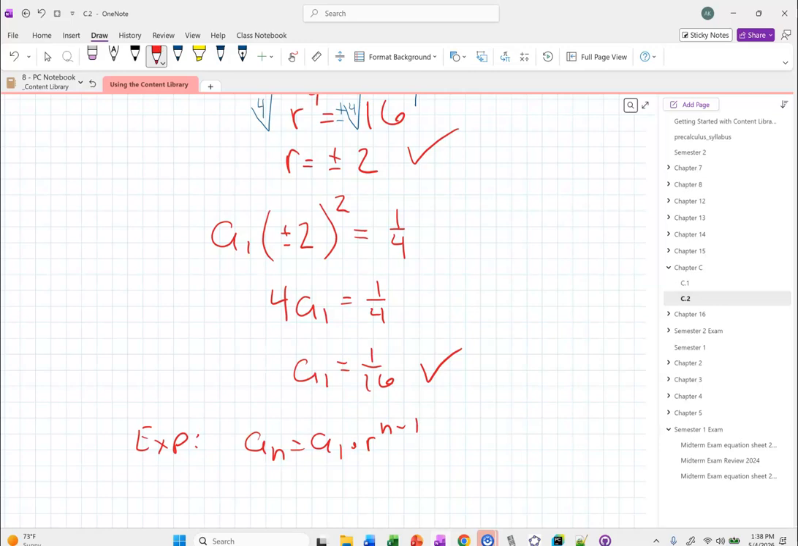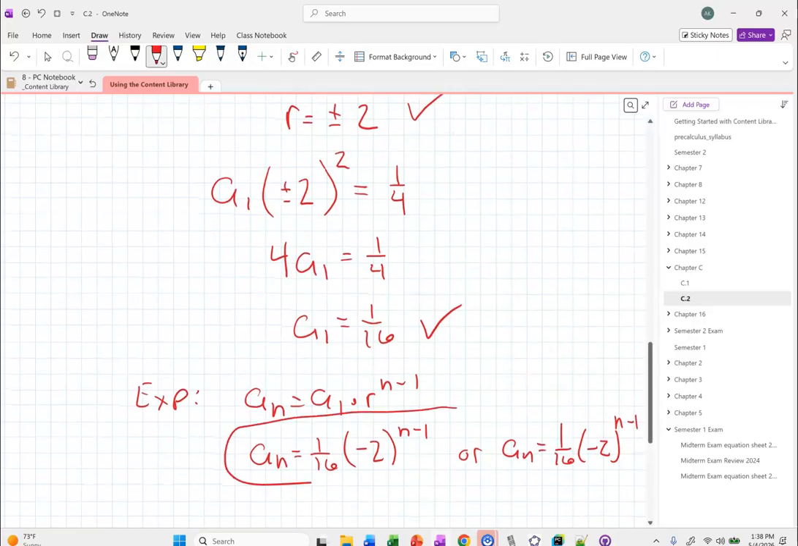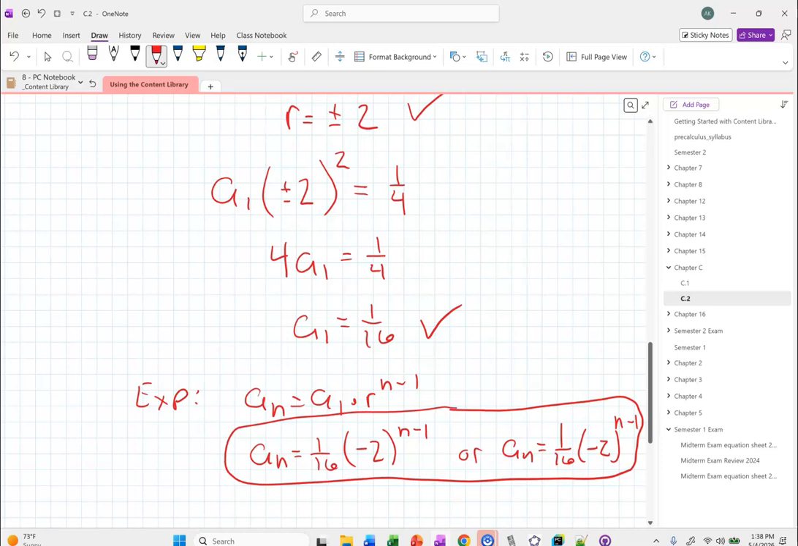Now, how many values for r do I have, though? I have 2. I have positive 2 and negative 2. So how many answers am I going to have for my explicit form? 2. Now, the a1 is the same either way, but my r has 2 different possibilities. Is everybody okay with that?